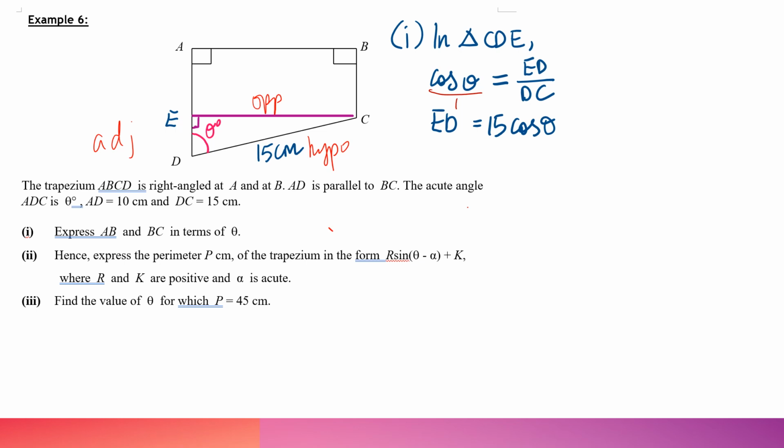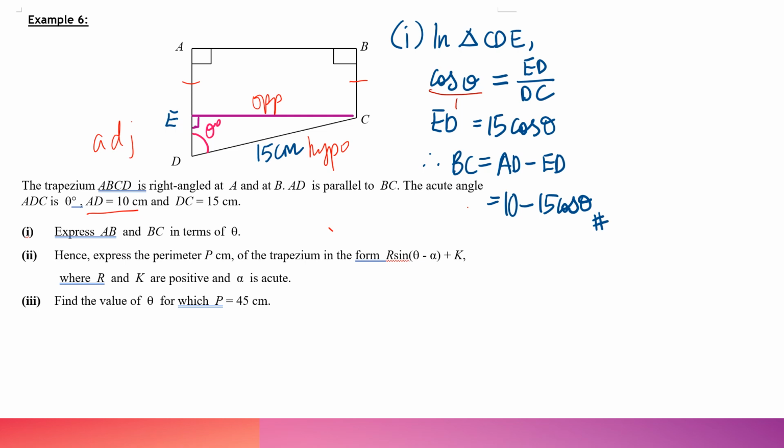And as we have mentioned earlier on, the reason to find ED is because I need to find the value of BC. So can you see that BC is the same as ED, which can be found by taking AD minus ED. The value for AD is given to be 10 here. So it's 10 minus 15 cos theta.